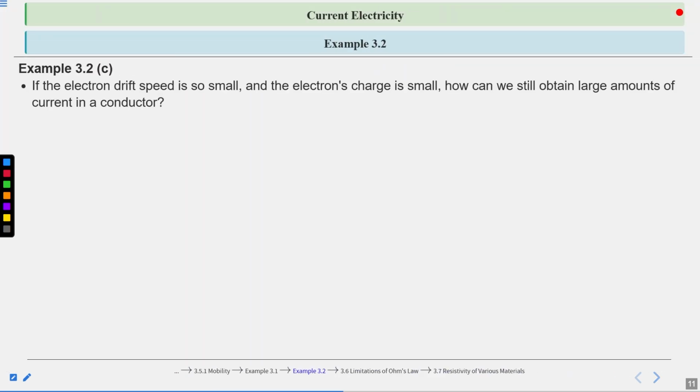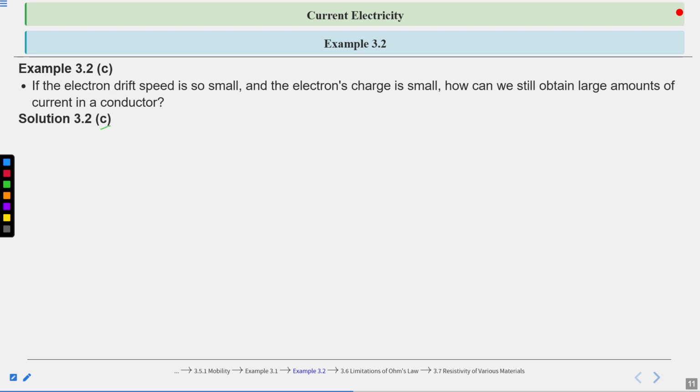So part C: if the electron drift speed is so small and the electron charge is also very small, how can we still obtain large amounts of current in a conductor? Okay, we know that drift speed is of the order of 1 millimeter per second, and electron charge is also very small, 1.6 × 10^-19. This is a very small value. Then how can we still obtain large amounts of current in the conductor, in amperes, not in milliamperes or microamperes? We can get a current of 5 ampere, 10 ampere. Okay, so how?